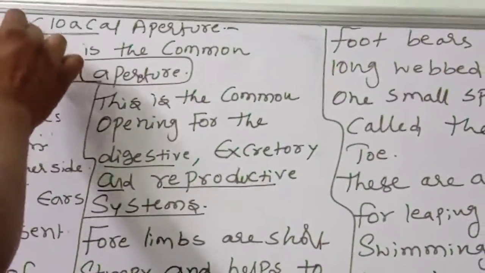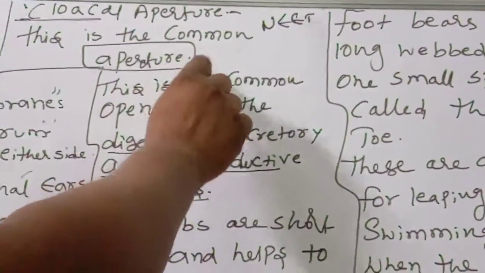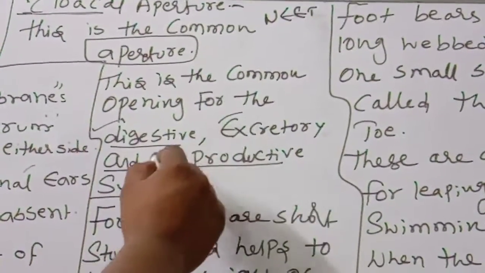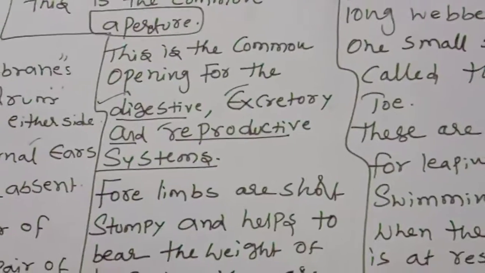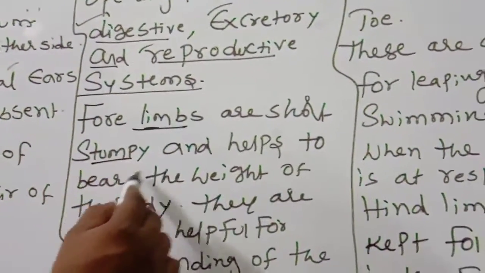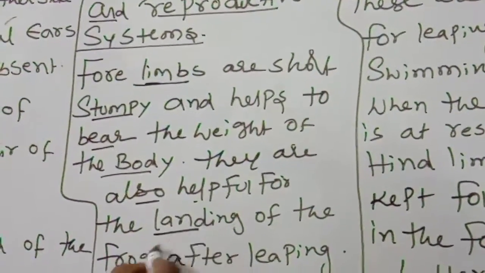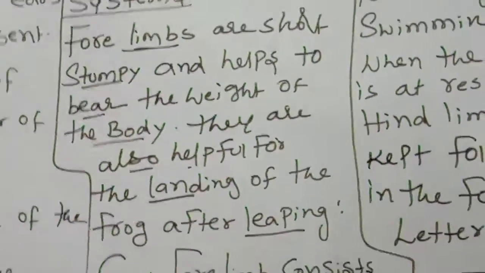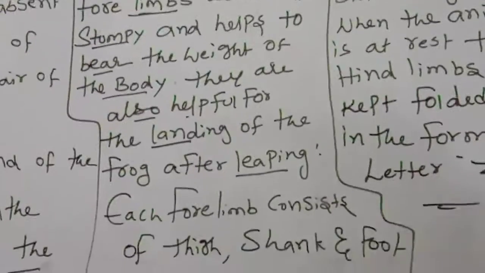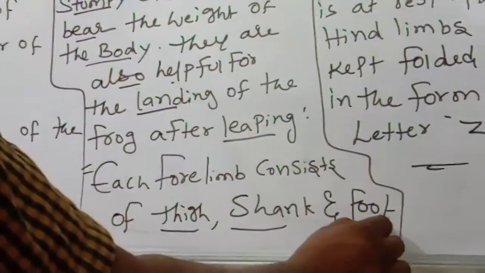The cloacal aperture is a common aperture for the opening of the digestive, excretory and reproductive systems. Forelimbs are short, stumpy and help to bear the weight of the body. They are also helpful for the landing of the frog after leaping. So after jumping, the frog lands with the help of these forelimbs. Each forelimb consists of thigh, shank, foot.